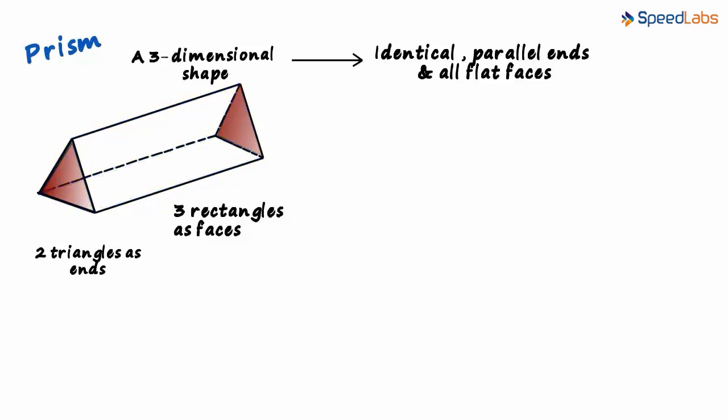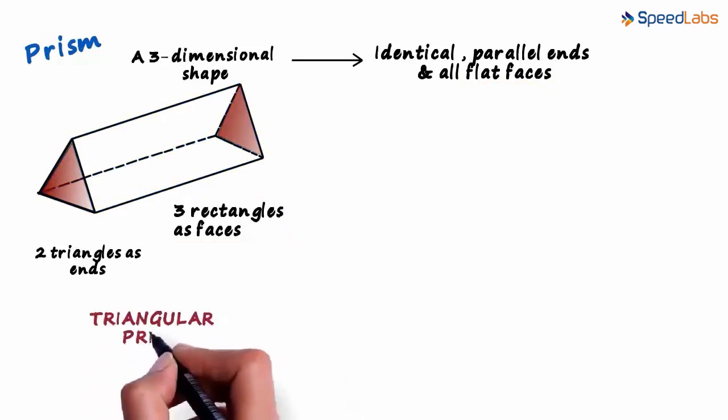Now we look at the definition. It says that the ends are identical and parallel. They are identical since both are triangles, and both the triangles are parallel to each other. The definition also says that all its faces should be flat. And in this figure, all faces are flat. They are rectangles. This, by the way, is called a triangular prism.